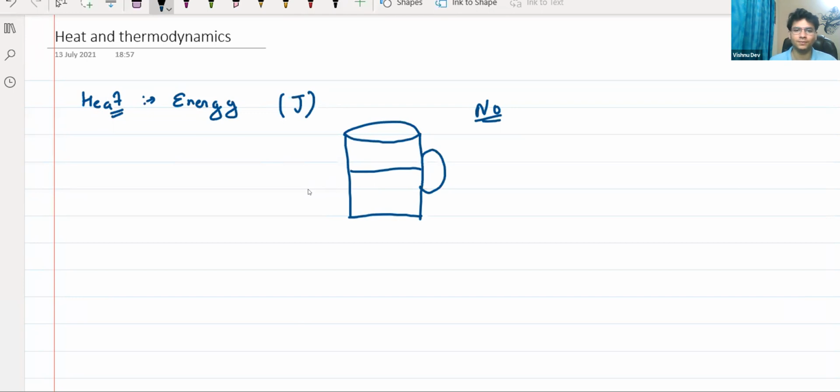For example, the coffee and the atmosphere around it. There will be a change in temperature. Suppose the coffee is around 80 degrees centigrade and the atmosphere is around 30 degrees centigrade. We'll discuss in detail what temperature is, but I hope everyone knows what temperature is. At least if you don't know the definition, you know it is just the degree of hotness or coldness.